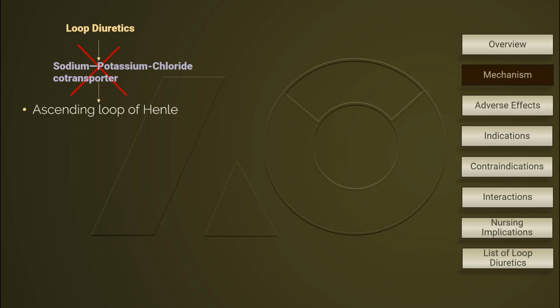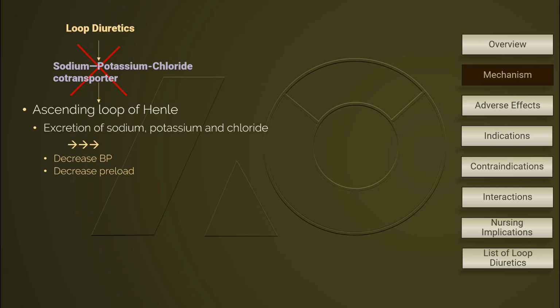Therefore, loop diuretics promote excretion of sodium, potassium, and chloride into urine, resulting in high osmolarity of the filtrate. The urine with increased osmolarity continues its journey to the lower lumen and attracts fluid into the urine, producing diuresis. Blood pressure is then decreased as the preload is decreased.